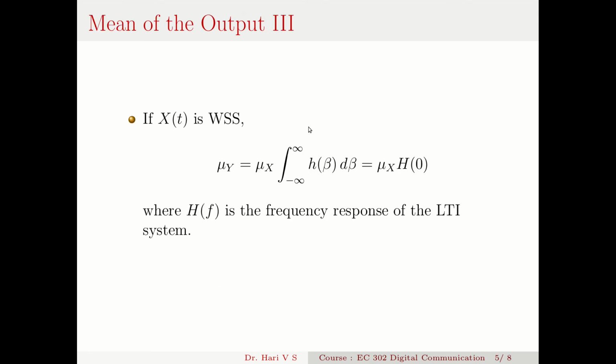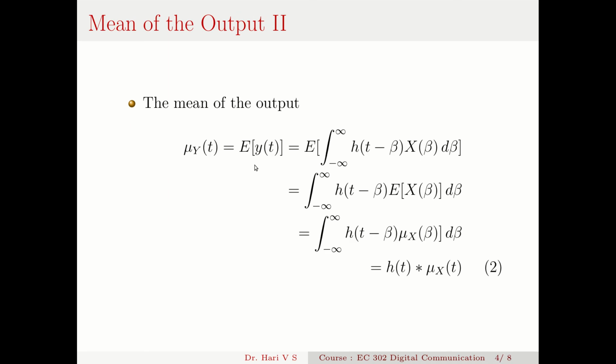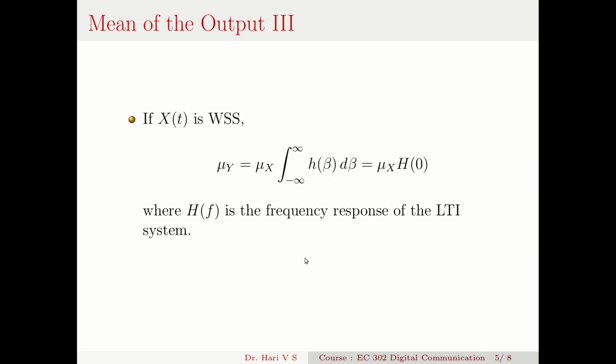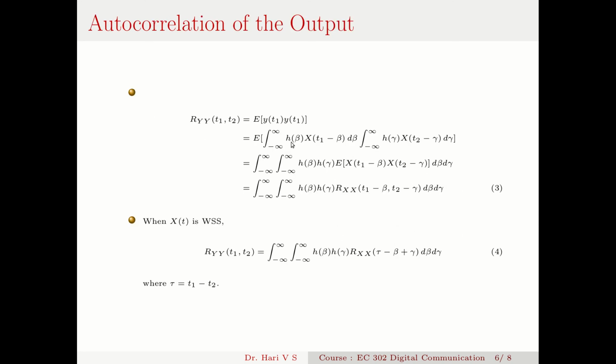Now I put Y(t1) and Y(t2) in terms of the convolution integral, so this becomes the expectation of the integral from minus infinity to infinity of h(beta) x(t1 minus beta) d beta times the integral from minus infinity to infinity of h(gamma) x(t2 minus gamma) d gamma. This expectation happens over x values and not over h values. So it becomes the double integral from minus infinity to infinity of h(beta) h(gamma) times the expectation of x(t1 minus beta) x(t2 minus gamma) d beta d gamma. This beta and gamma are dummy variables.